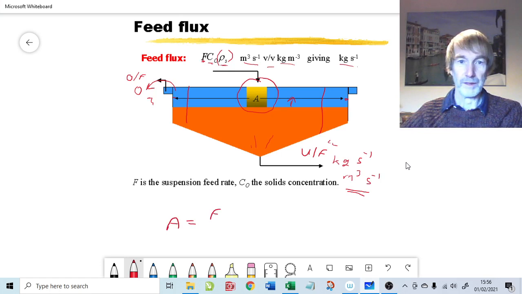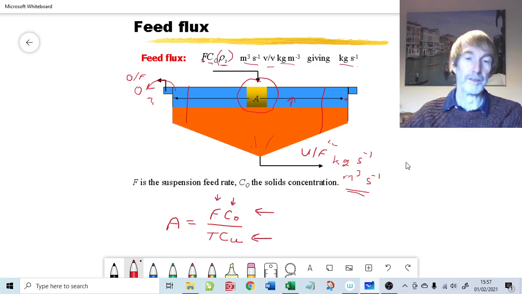what we put into the thickener, FC0, in terms of flux, divided by this critical flux that we've just worked out, TCU. So we get that from our graphical construction on the batch flux curve, and that is what we know what we're putting in. We know that that was 0.03, we know that that was 1,000 meters cubed per day converted to meters cubed per second, and TCU is something that we get from the graph, which we just had a few moments ago.